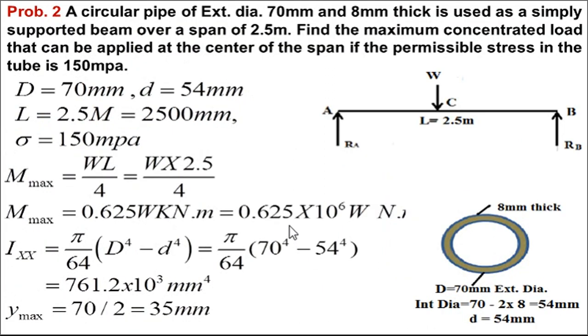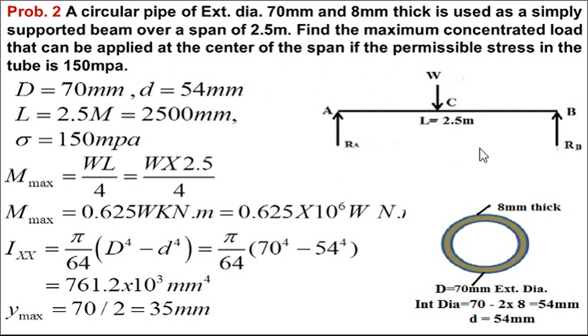Now see problem number 2. In problem number 2, what is given? A circular pipe of external diameter 70 mm and 8 mm thickness, means the thickness of the wall is 8 mm, is simply supported over a span of 2.5 meter. So this is the span 2.5 meter, simply supported over A and B, and find the maximum concentrated load that can be applied at the center of the span if the permissible stress in the tube is 150 MPa.